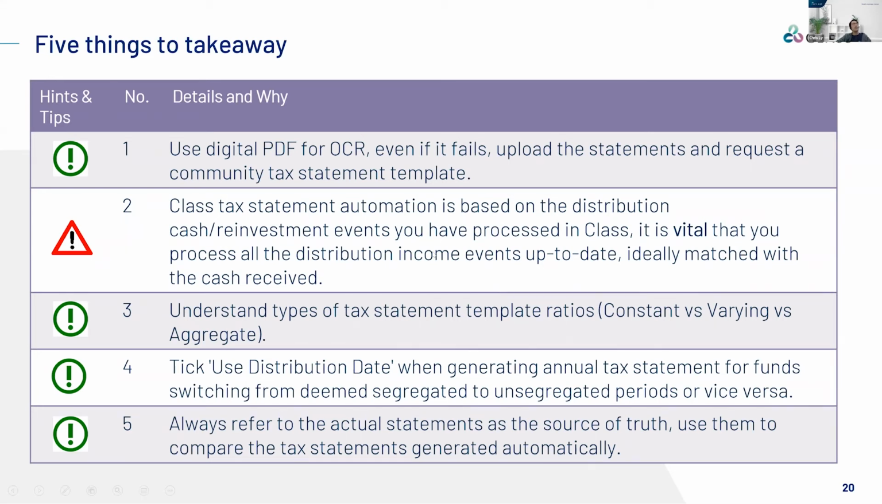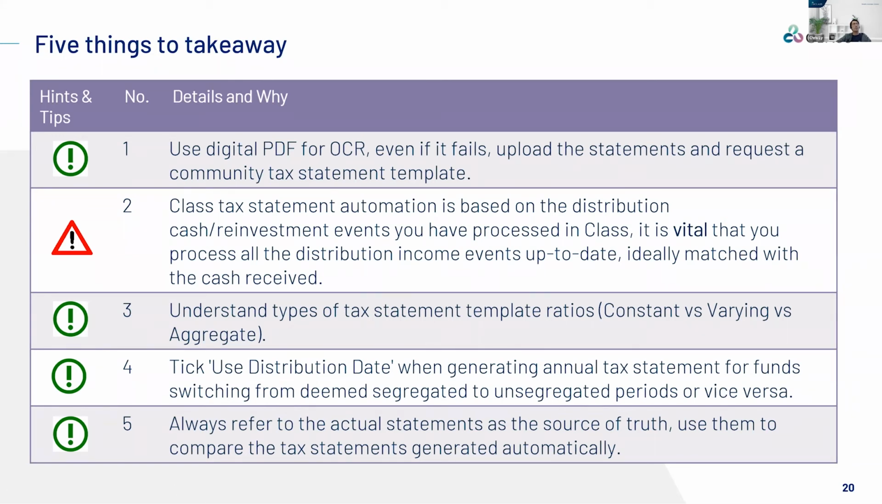Secondly, Class tax statement automation is based on the distribution cash or the DRP. So it is vital that we process all of the distribution events up to date, correctly double check, and ideally match off with cash before we continue with processing the tax statement. And we also need to understand different types of tax statement template ratios, in particular constant, varying, and aggregated.